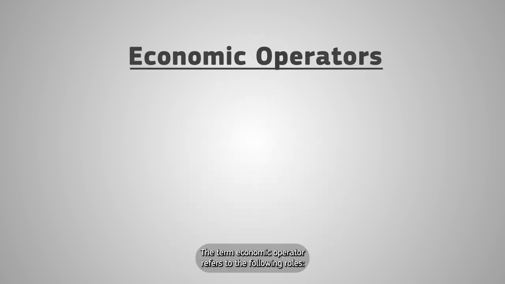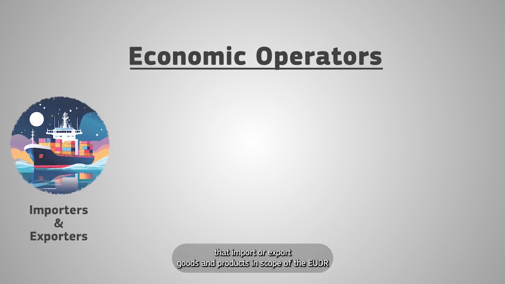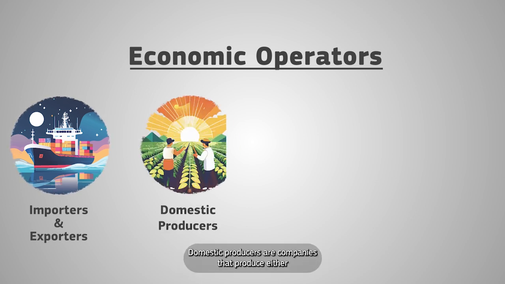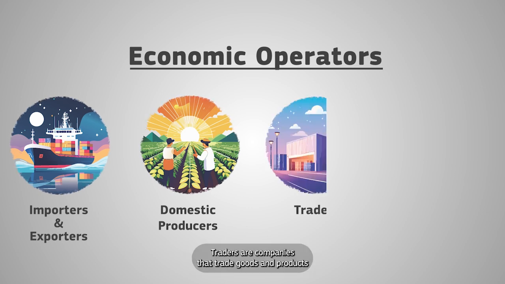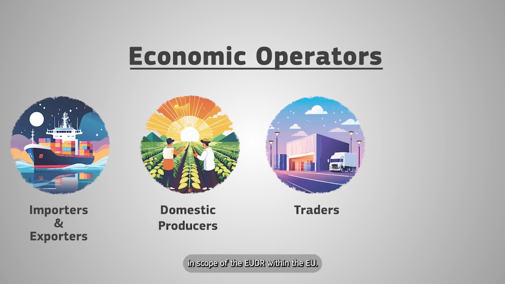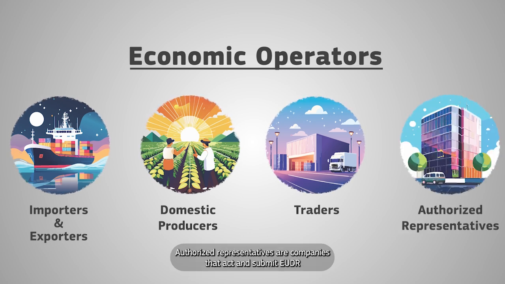The term economic operator refers to the following roles. Importers, exporters are companies that import or export goods and products in scope of the EUDR, into or out of the customs territory of the EU. Domestic producers are companies that produce either raw material or manufactured goods, which contain products in scope of the EUDR within the EU. Traders are companies that trade goods and products in scope of the EUDR within the EU. Authorized representatives are companies that act and submit EUDR DDSs on behalf of the other three categories of economic operators.